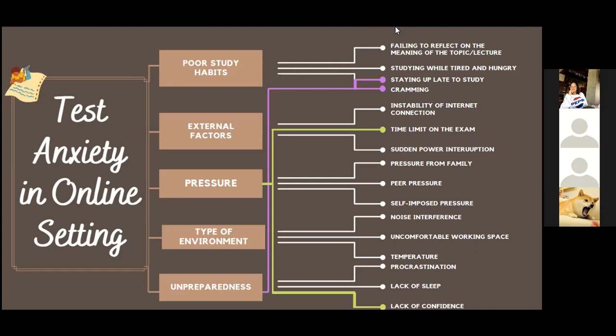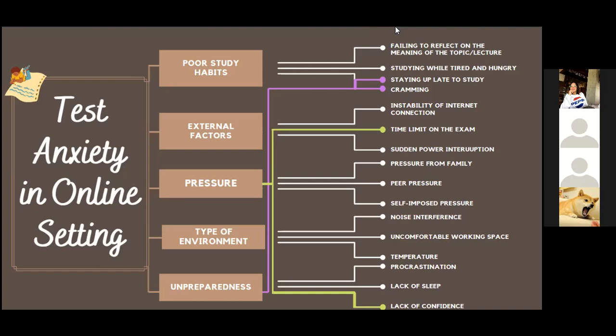Another external pressure would be peer pressure. When one sees another's achievements and successes, they would want to achieve something on their own as well. Thus, when a student notices that his or her friend has higher test scores, he or she will feel discouraged for not doing better, which then could lead to higher levels of anxiety when taking exams.